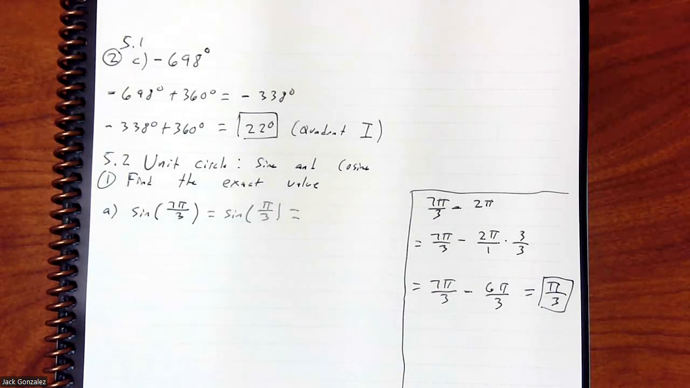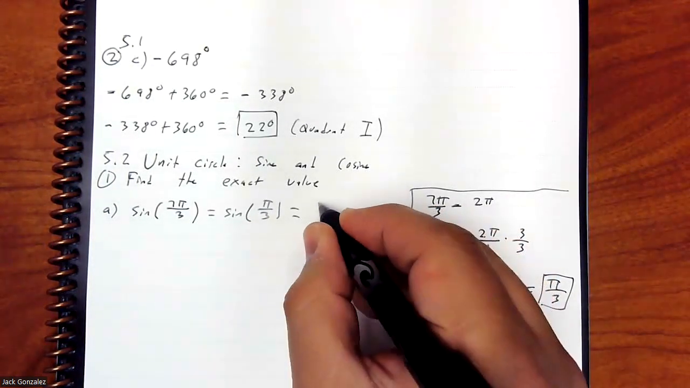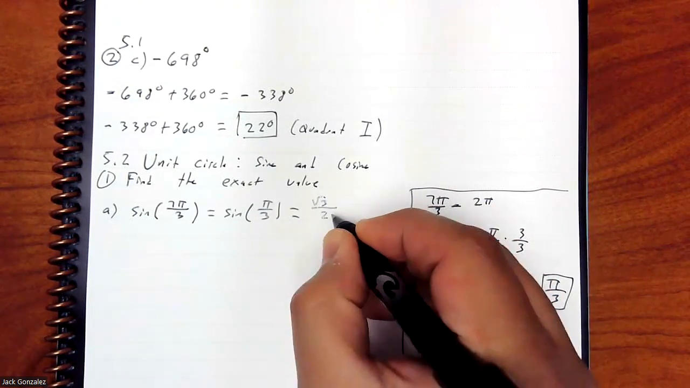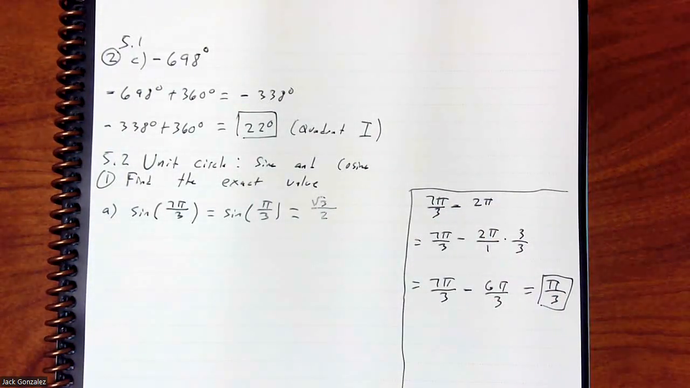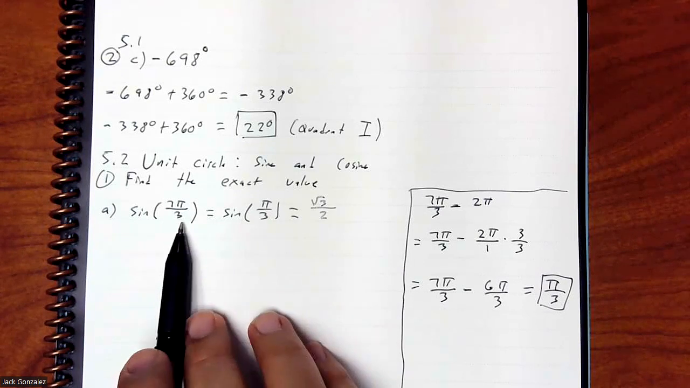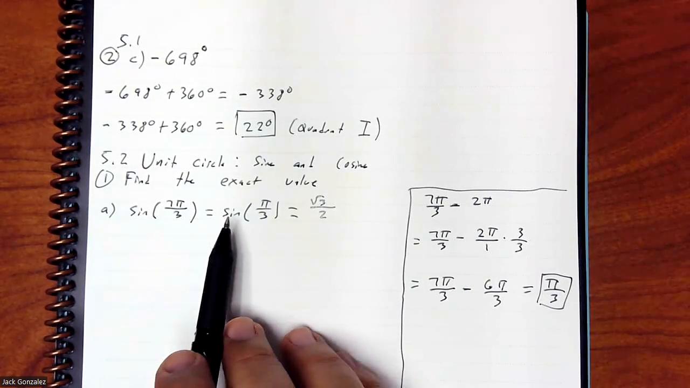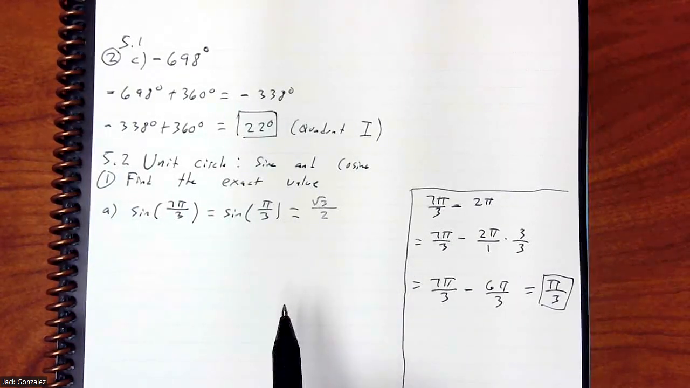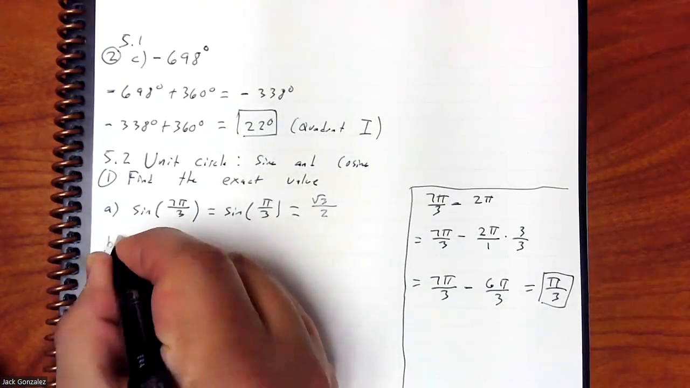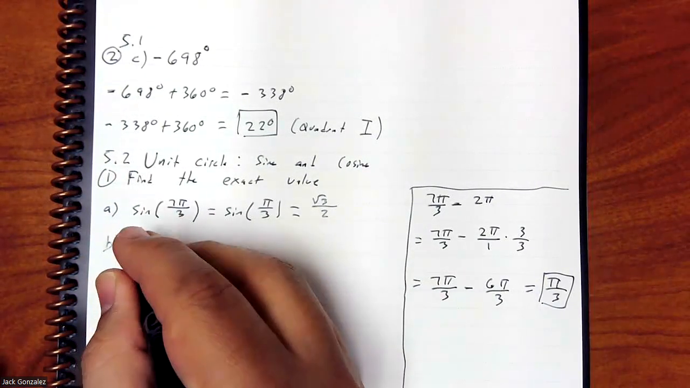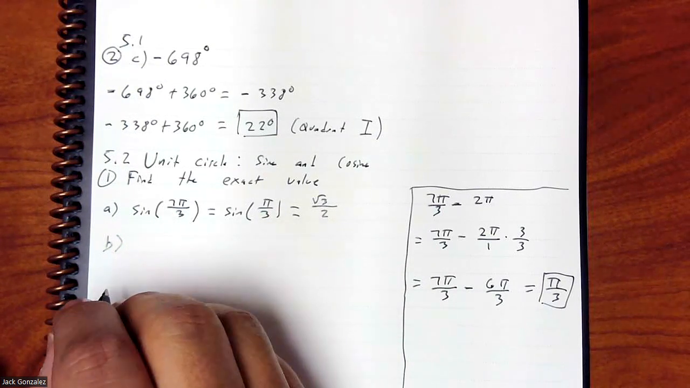So what is sine of pi thirds? Yeah, square root 3 over 2. That's our exact answer. We got it off the circle. If you punch this into your calculator, any of these two, you're gonna get some weird decimal. Okay, so use your circle.